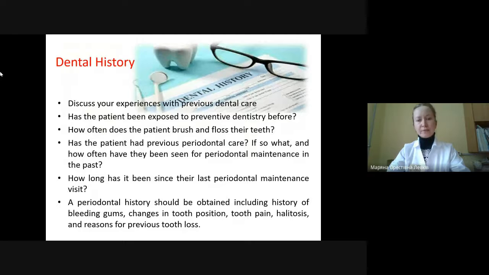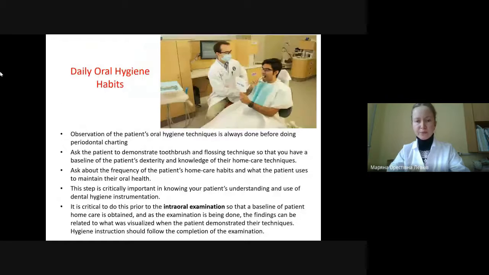Dental history. Discuss your experience with previous dental care. Has the patient been exposed to preventive dentistry before? How often does the patient brush and floss their teeth? Has the patient had previous periodontal care? If so, what, and how often have they been seen for periodontal maintenance in the past? How long has it been since their last periodontal maintenance visit? A periodontal history should be obtained, including history of bleeding gums, changes in tooth position, tooth pain, halitosis, and reasons for previous tooth loss.